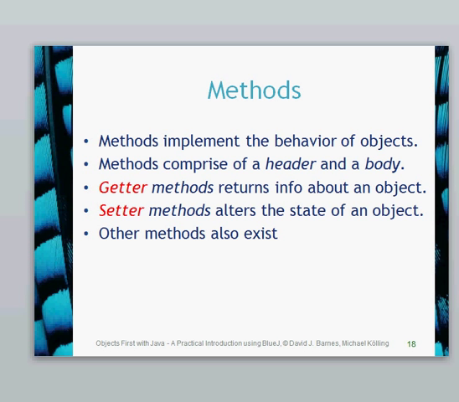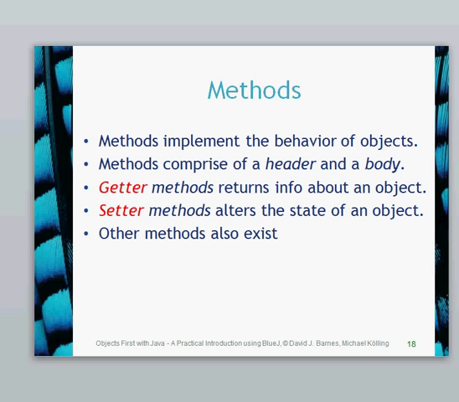They're effectively a set of instructions for the processor underneath it all, but Java makes it a bit easier to get access to the processor by allowing us to write these methods. They comprise of a header and a body, which we're going to see in a second. Another word for header is signature, so they comprise of a header or signature and a body. Some categories of methods include the getters, which effectively return information about an object, and setters, which can change or alter the state of an object.